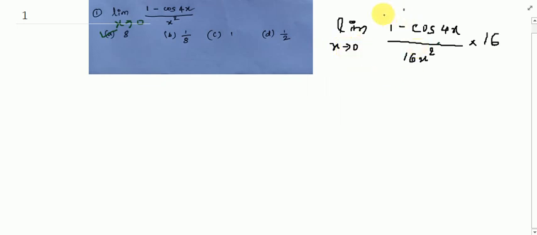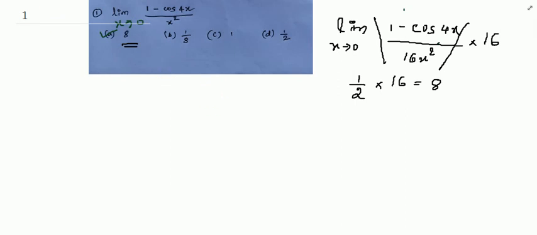Now this standard limit is 1 by 2, because the limit of 1 minus cos of something divided by its square will be 1 by 2. So it is 1 by 2 into 16, which is equal to 8. Therefore option A will be the correct answer. So again I am making use of the result limit of x tends to 0, 1 minus cos x divided by x square is equal to 1 by 2. Okay, so let us move into the next problem.